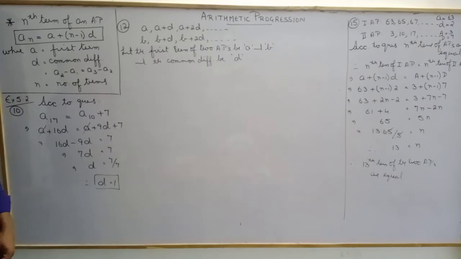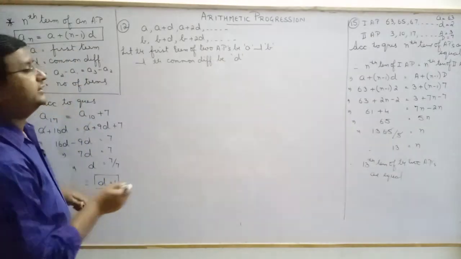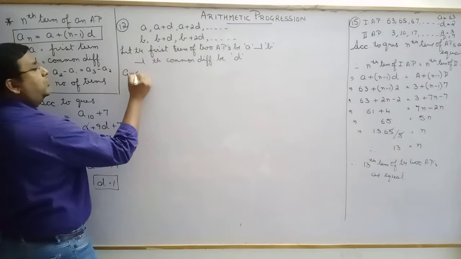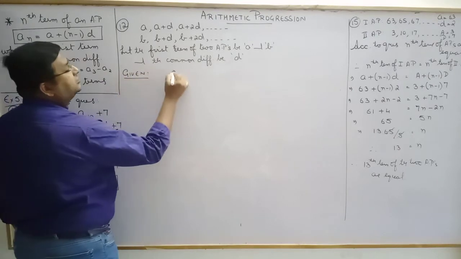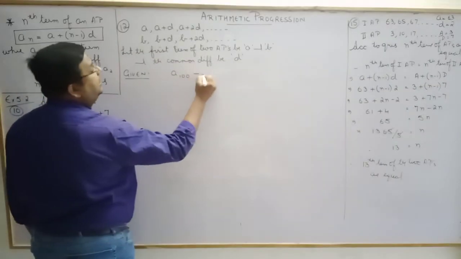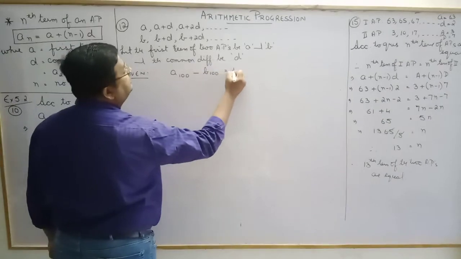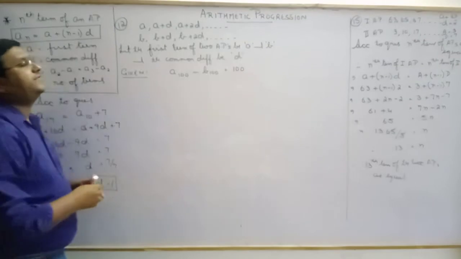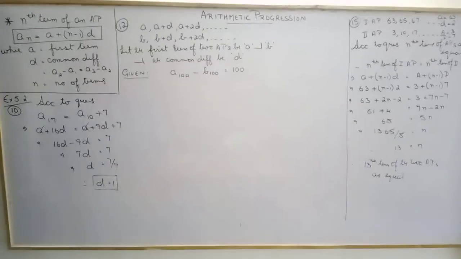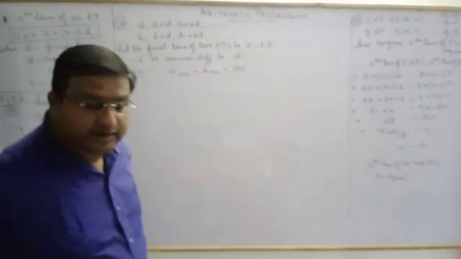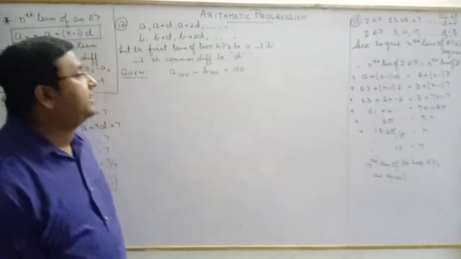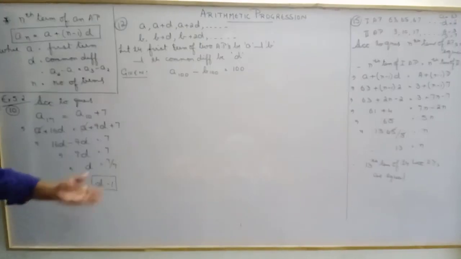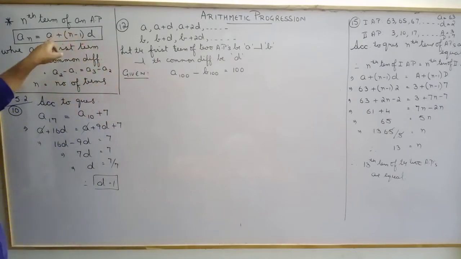He says the difference between their 100th term is 100. Given to us, what is given? The difference between their 100th term, A100 minus B100, is equal to how much? 100. This is given. We don't have to solve. It is given that the difference between their 100th term is 100. So we all know how to write down the 100th term.